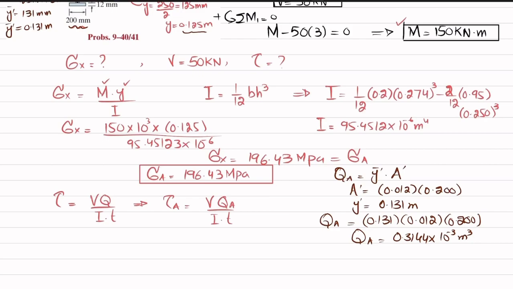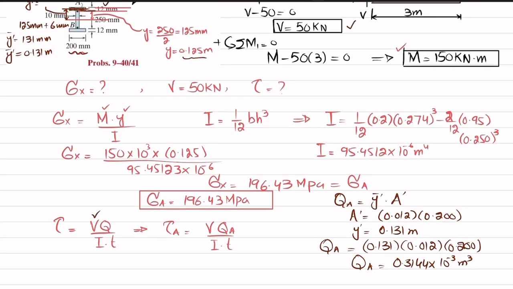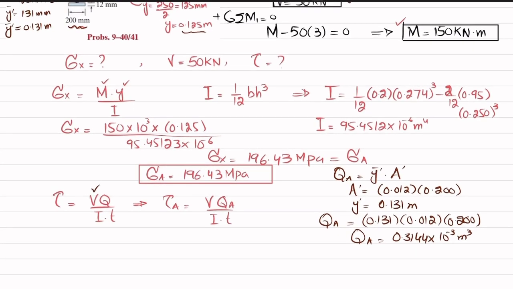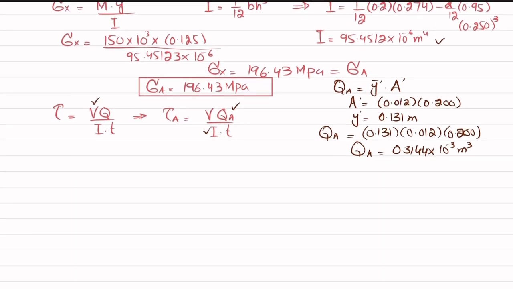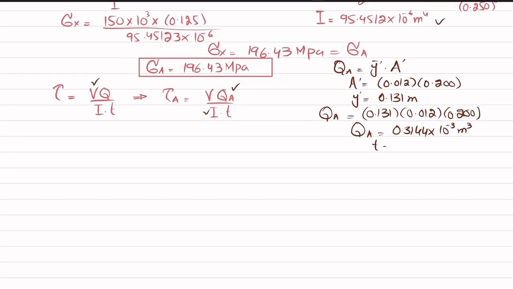Okay, now we have V given as 50 kilonewton, which we have calculated at point A. We have QA, I is also known, and thickness. So this is the thickness. You can see this point A, and this thickness is 10 millimeter, which is 0.01. So thickness is equal to 10 millimeter, or it is equal to 0.010 meter. So you have all the values.